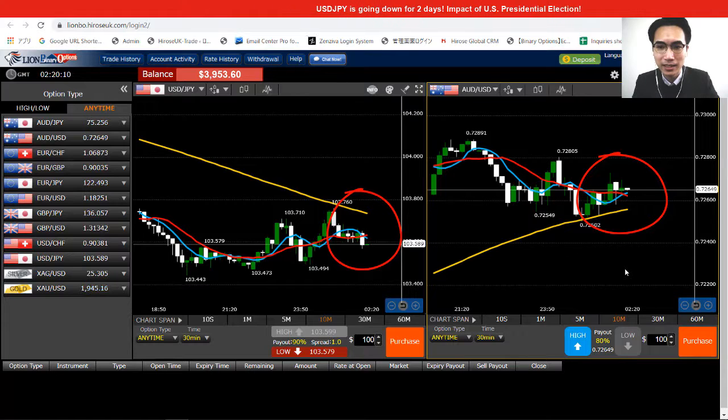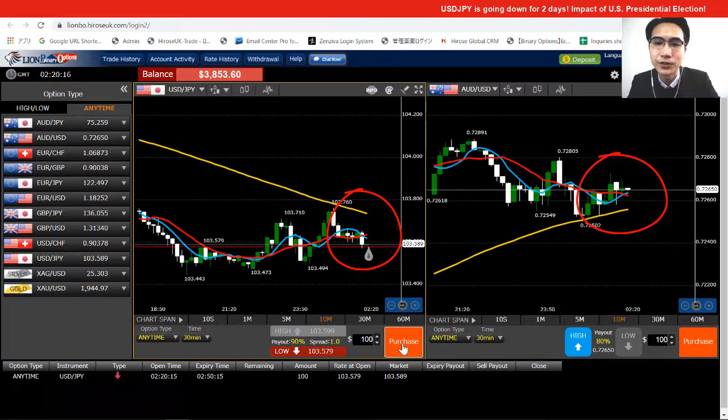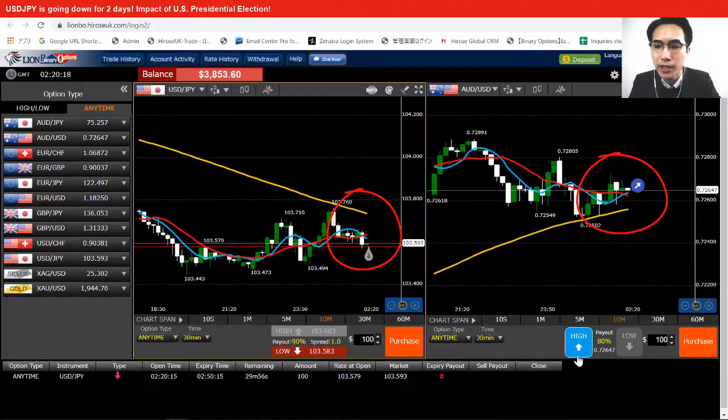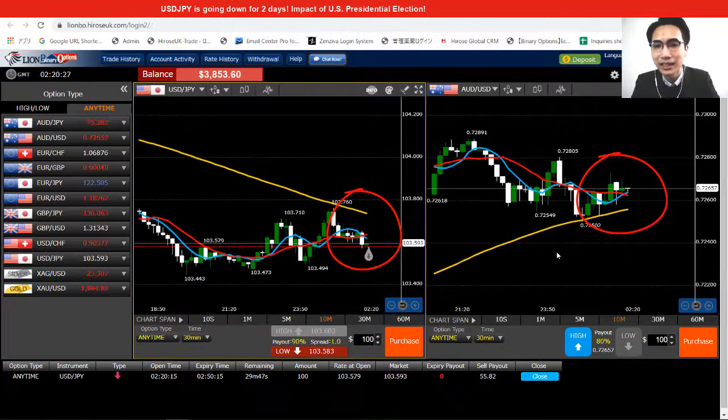Now we see that they crossover, the simple moving average crossover. I'm just gonna place a trade first, and I will explain to you how I place this trade. You see both currency pairs here are crossing over, and that is supposed to give me a trading chance on both of the currencies here.